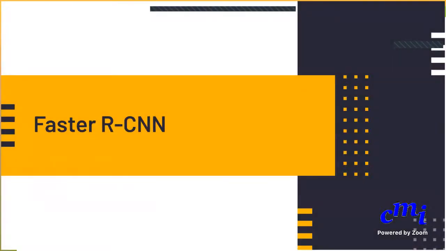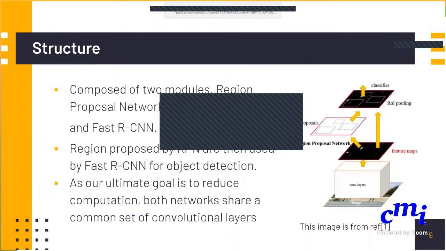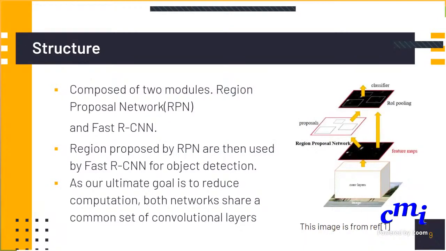So, let's first focus on the Faster RCNN model architecture. This model was actually an improvement on the Fast RCNN model, which was made for very fast detection and training purposes. What happens in this model is it consists of two modules. One is the region proposal network, which you can see here on the left side, and the other one is the same Fast RCNN architecture.